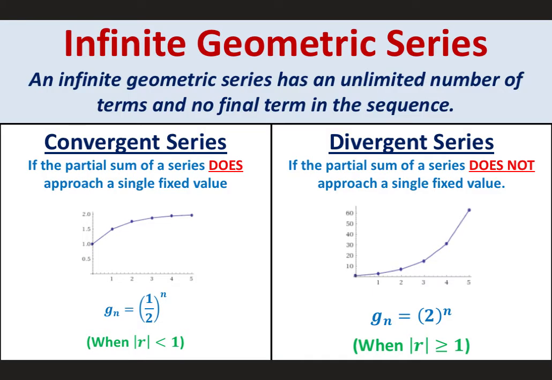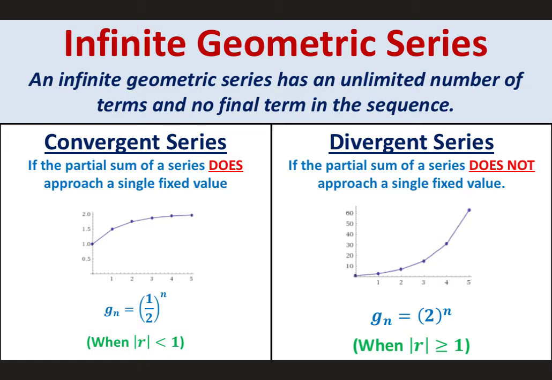All right, so let's talk about what an infinite geometric series is. We've talked about geometric series before and the pattern they take, and we've talked about how this number down here is the number we're multiplying by over and over. That's the number that we multiply by. So an infinite geometric series has an unlimited number of terms and no final term in the sequence, which means that our other geometric series formula, where we have to have Gn, doesn't quite work because there is no n, there is no ending to these series.